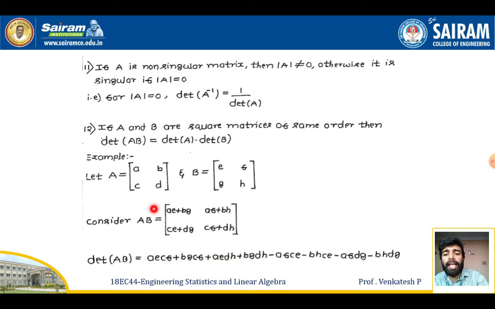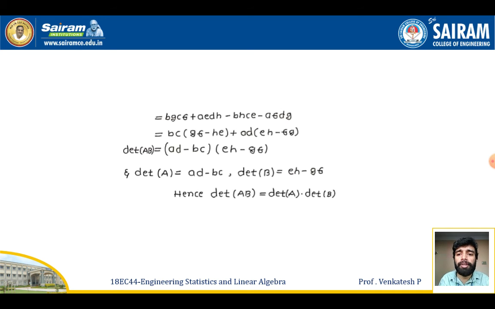I got the AB matrix like this. After expanding this AB matrix for finding the determinant, I'll be getting this equation. And if I find the determinant of A and determinant of B and multiply both, the value will remain the same here.